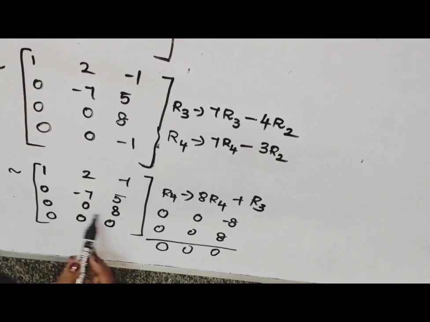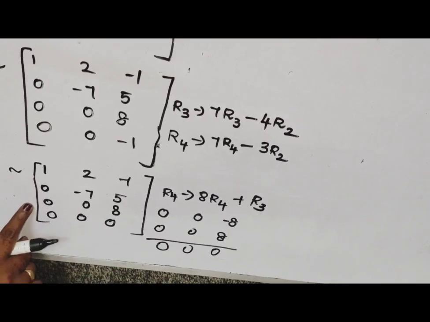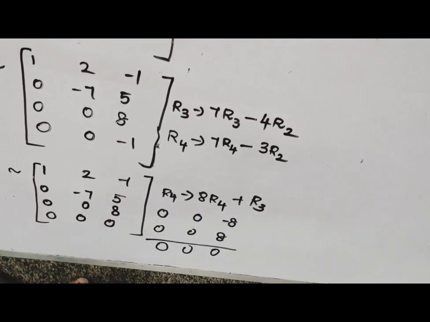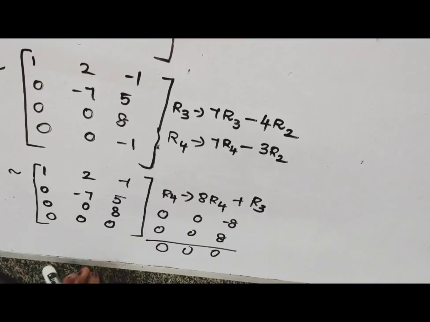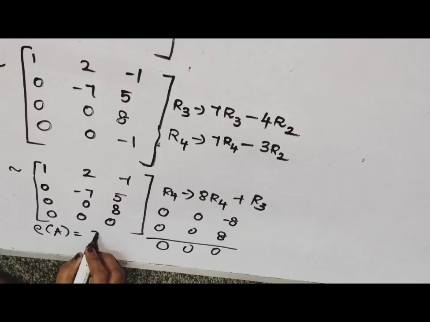So now we have 3 non-zero rows, which means this is one non-zero row, another non-zero row, 0 0 8. This is one more non-zero row. This we cannot consider. Therefore, the rank of this particular matrix is 3.